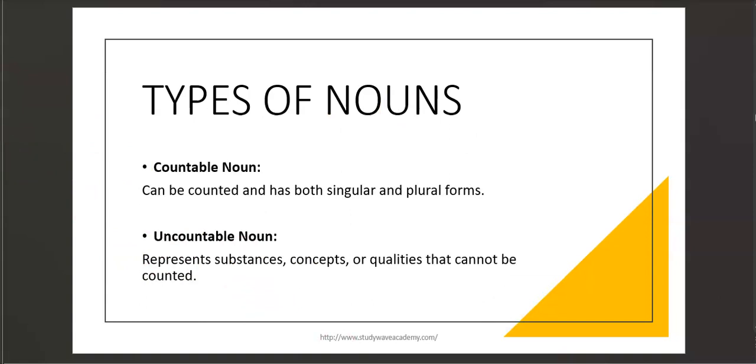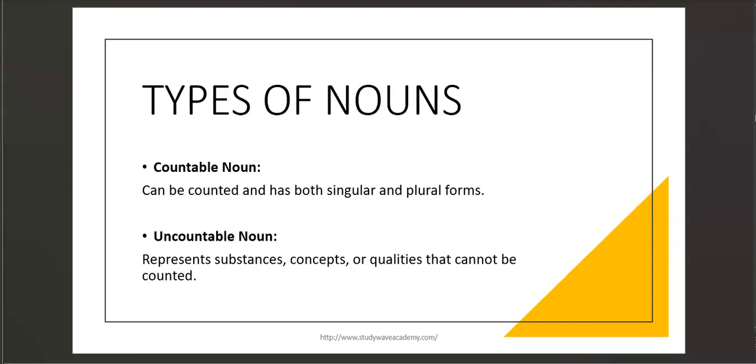When we talk about water, for example, water is an uncountable noun, and you can't count water, okay? You can't count milk, but you can count the packets. So that is a different thing. When you're talking about a bottle of water, you're talking about the bottle here, so you can count the bottle. But when you're talking about just water, you can't count water. You can't count milk. You can't count yogurt, okay?